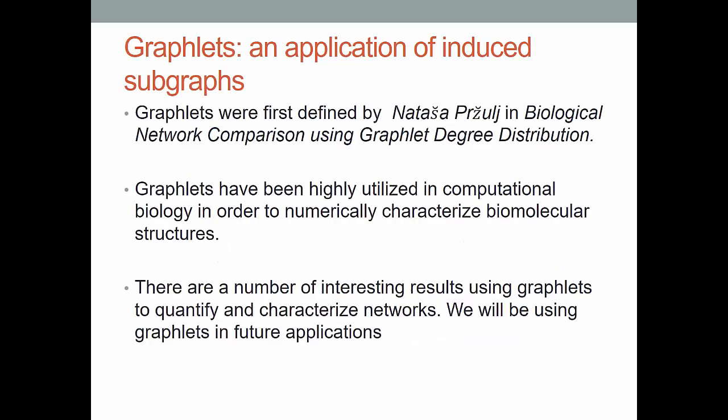So graphlets were introduced by Natasa Przulj in a paper called Biological Network Comparison Using Graphlet Degree Distribution. She labeled each vertex with its degree, which was a vector of length 73, and then looked at the distribution of these degrees in various networks. Many people have used graphlets since then. It's been a popular tool. We're also going to use graphlets in the application section of this course.